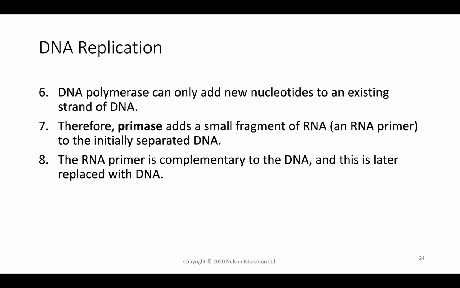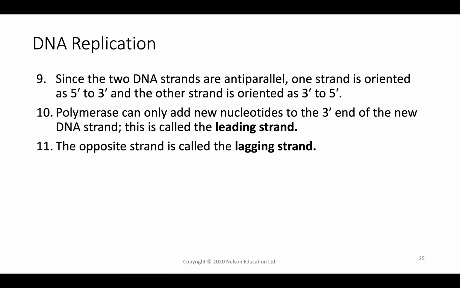Now, the DNA polymerase can only add new nucleotides to the existing strands, right? So the very beginning part, we have to use primase. DNA polymerase can't start a strand. So primase is going to start a strand. It's going to add a small fragment of RNA, so not DNA, it's called an RNA primer, to the DNA. And then the RNA primer being complementary to the DNA will later on be replaced with DNA once the strand actually gets going. So once the whole thing gets boosted, that RNA will get cut off and DNA will get popped on.